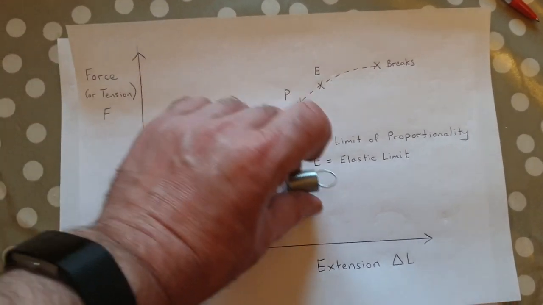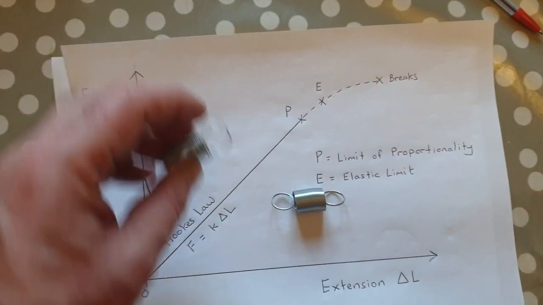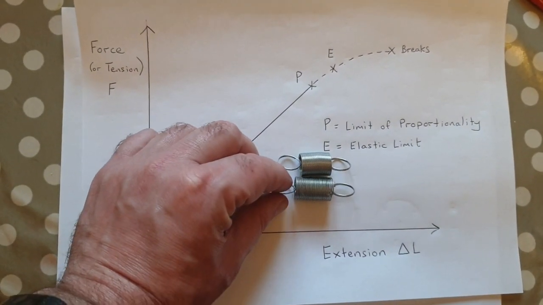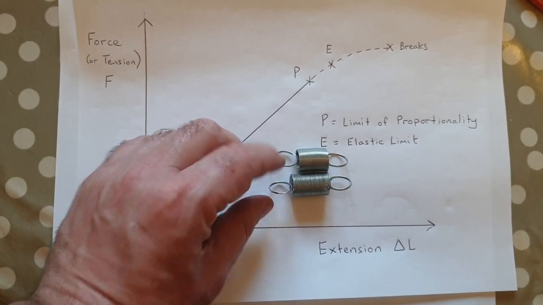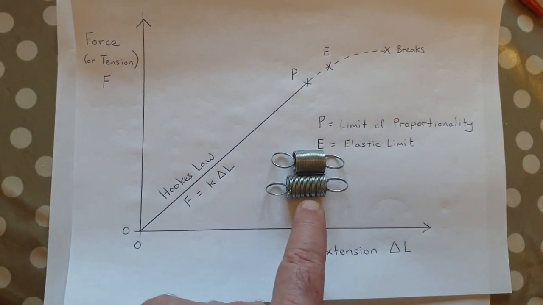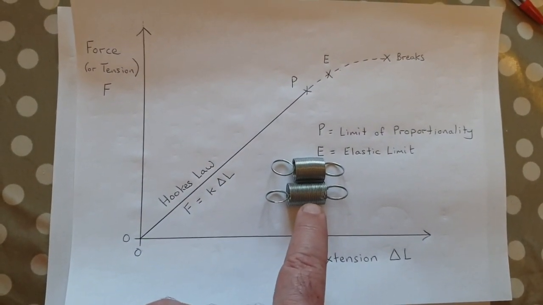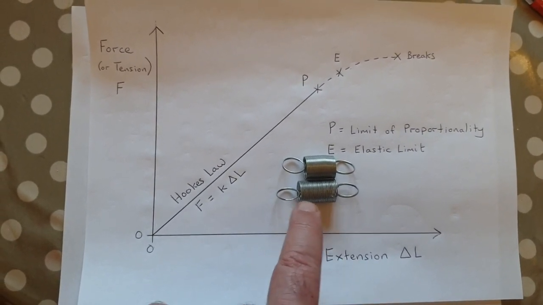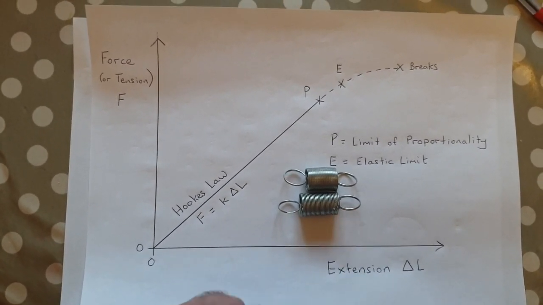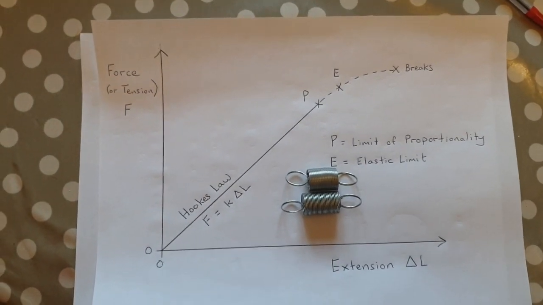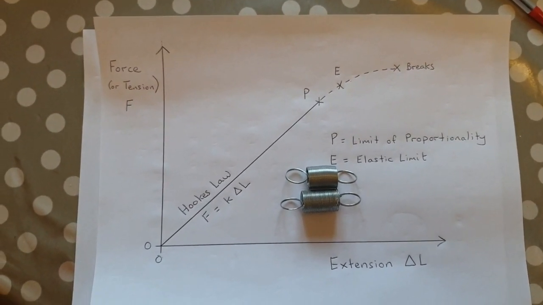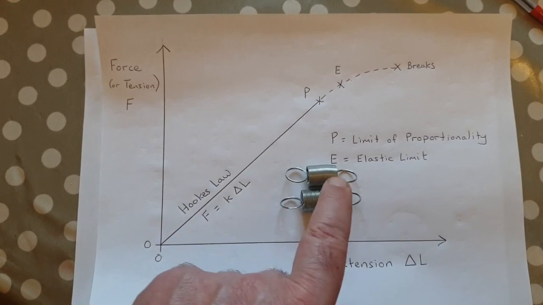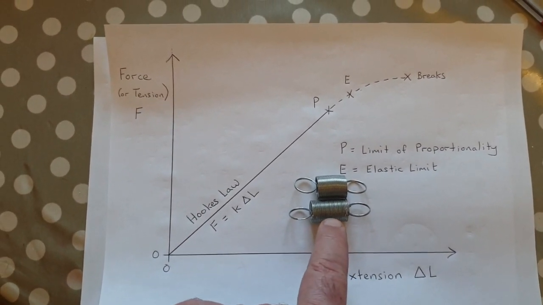In fact, I've got two springs here, and they are identical springs, but you can see quite clearly that the spring down here has been at some point extended beyond its elastic limit, because when the force was taken off, it didn't go back to its original size. It's been permanently deformed. There is another word for that, which is plastic deformation.